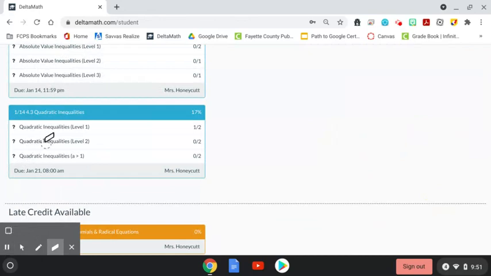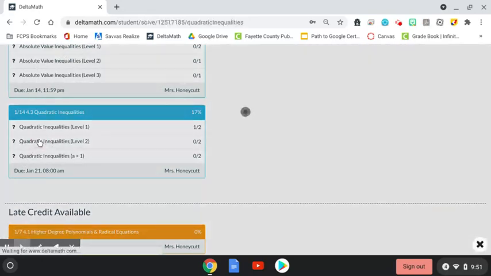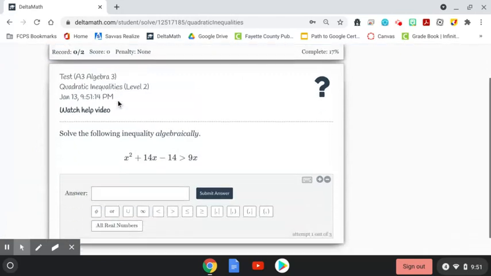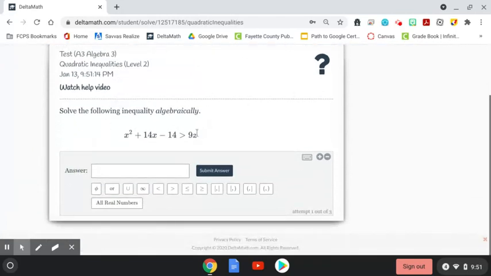All right, now let's go into level 2. In level 2, it looks similar, but now it's not equal to 0. So you want to make sure that you are setting the inequality equal to 0 first. Set the inequality to have 0 on one side.